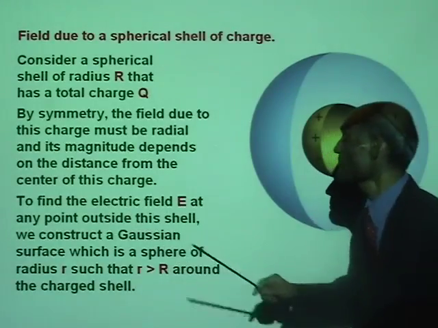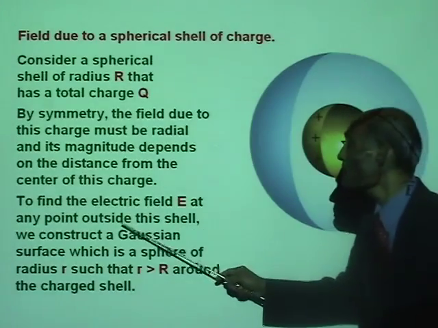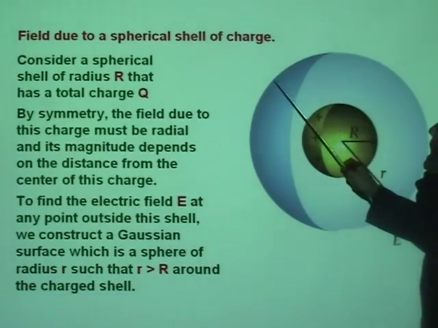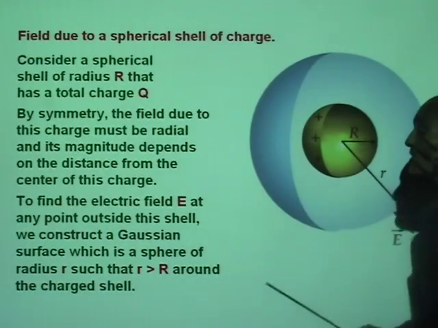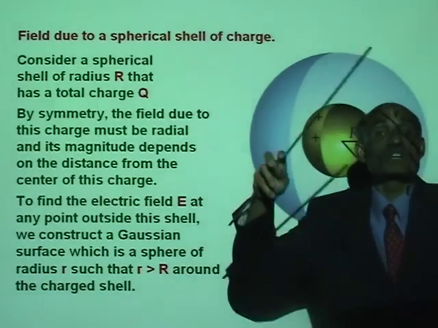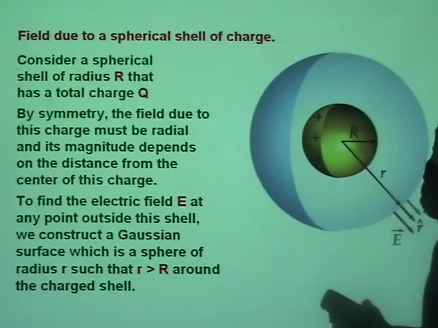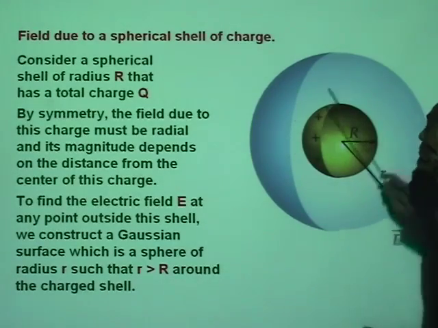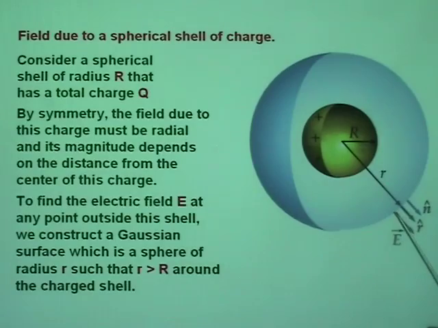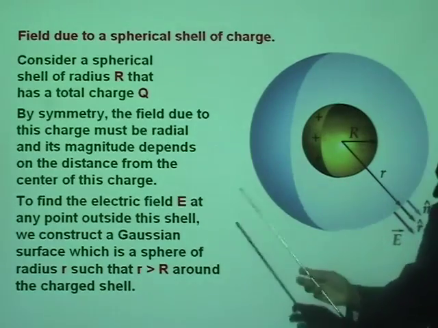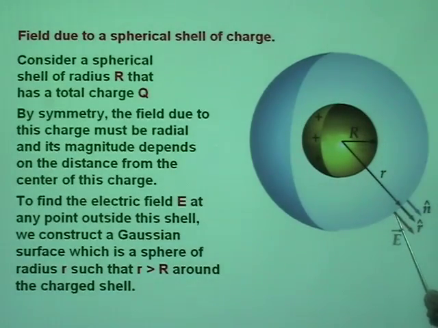To find the electric field E at any point outside the shell, I want to find the electric field anywhere outside the shell. What do I do? I construct a Gaussian surface. You see how important it is? Now, the blue shell is the Gaussian surface. I want to find the electric field at this point. You see where I'm pointing? And therefore, I constructed a Gaussian shell that contains the points where I want to find the electric field.